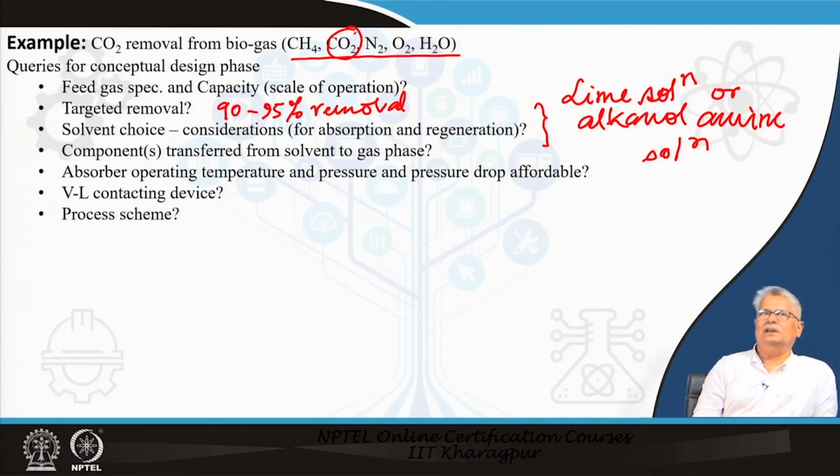The process scheme: if it is only for a small scale, we are not going to think about the regeneration, because it is going to give us a solid calcium carbonate precipitate. Possibly we will be thinking of some sort of disposal, and calcium hydroxide solution or lime solution is not very expensive. Yes, we got to supply it regularly.